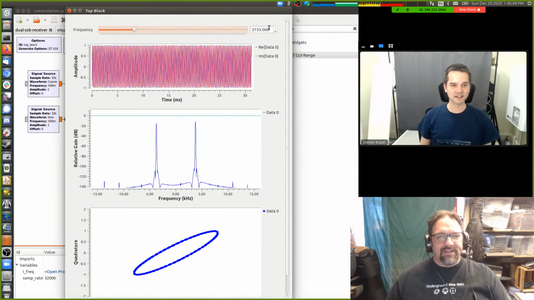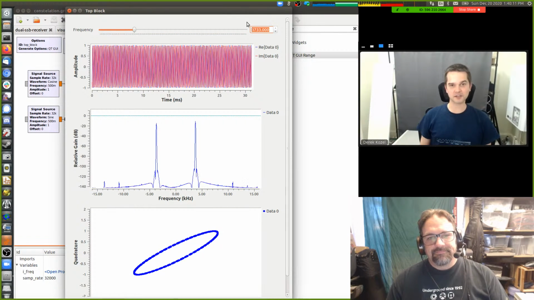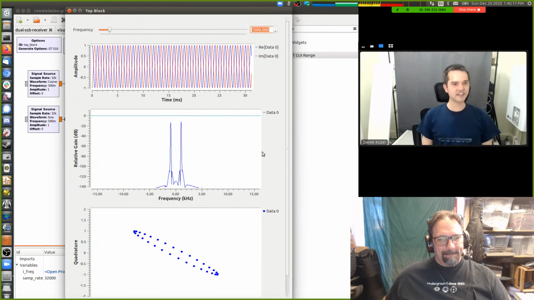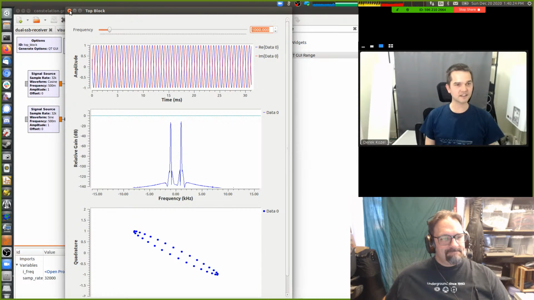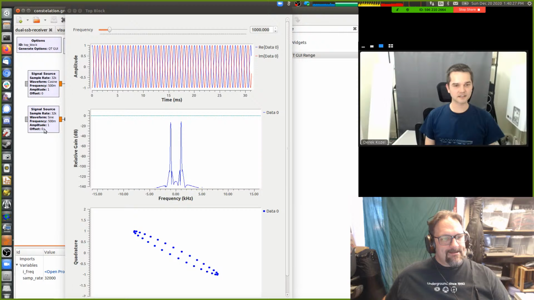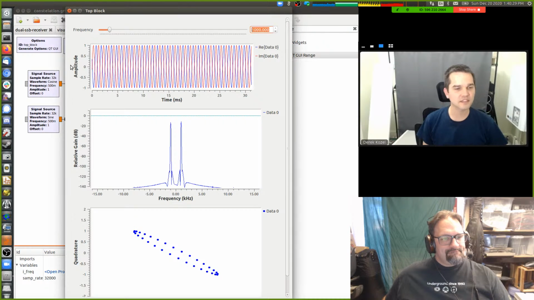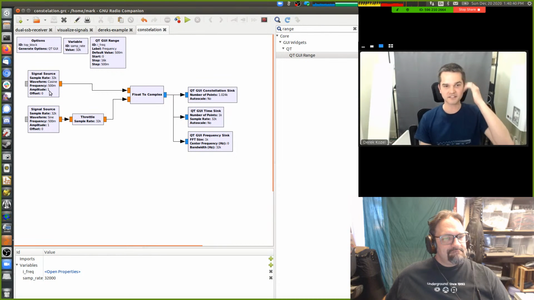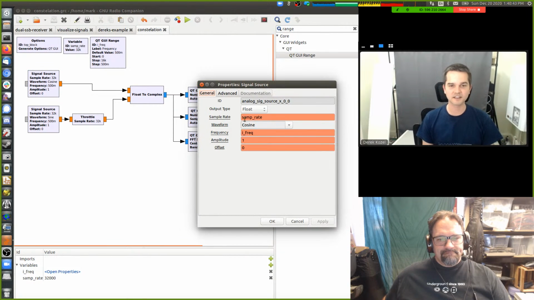What frequency do you want me to set it at? Just set it at 1,000. Let's go back to our 1 kilohertz. Why are we getting positive and negative here? What have I missed here? We have a sine, we have a cosine. What am I missing? Anybody in the audience know what I'm missing? Because I'm expecting there not to be a negative frequency, or I'm expecting there to be only a negative frequency.